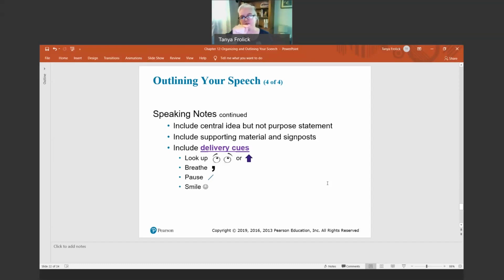Or use a symbol to breathe, like in musical notation. Actually, I had to use a comma, but it's not really a comma, it's more of a pause. Let me do it on the other side here. That looks better. That's kind of a slash to pause. Make sure to pause. We need time to process information. If you don't give us pauses, you're going too fast.